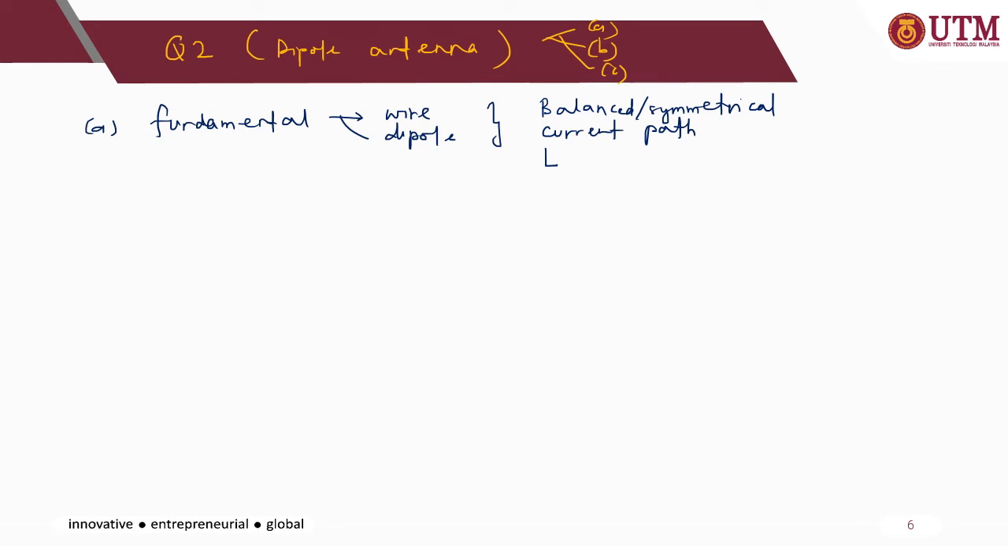Okay, and then on part B, so there's a design question which involves calculation, okay, of dipole antenna. So for example, you can refer to the example that we have discussed in class. So you have to calculate the length, the frequency, for example, and then the radiation pattern, and then the impedance as well.